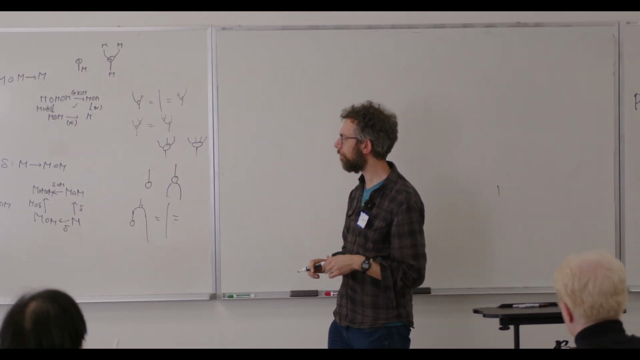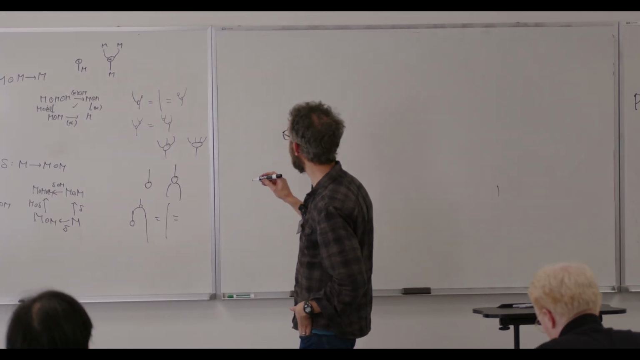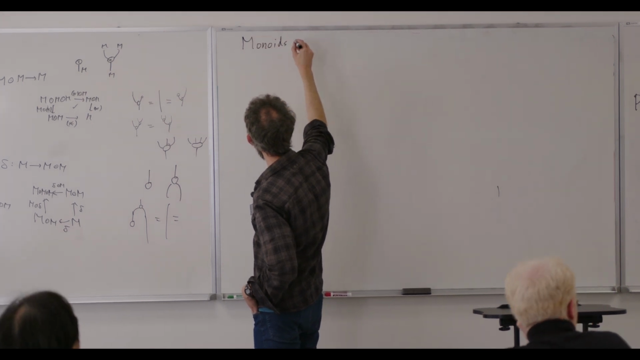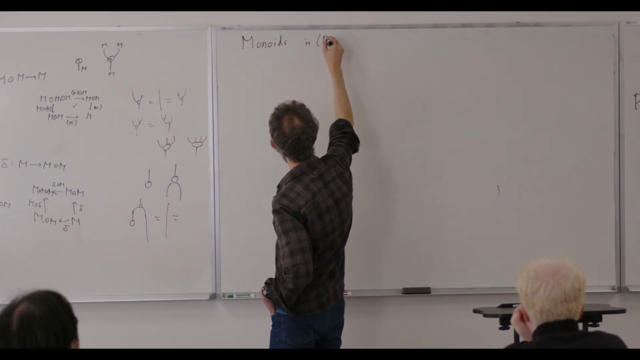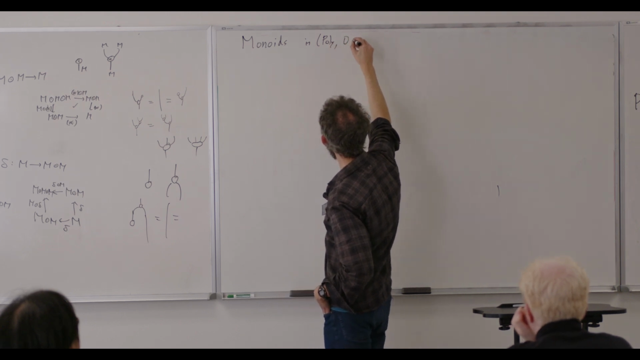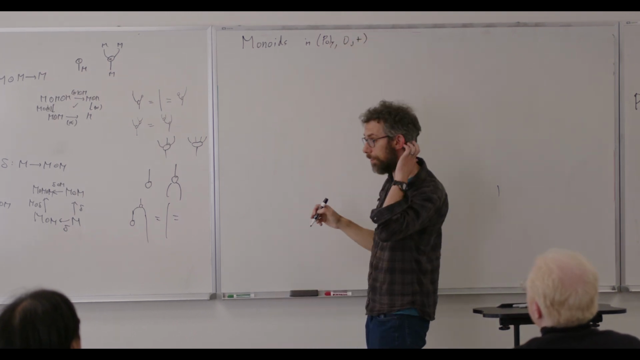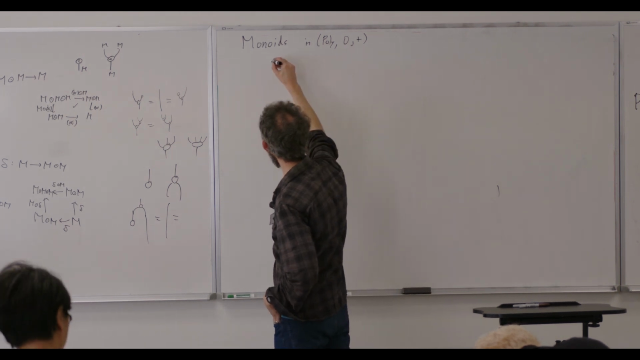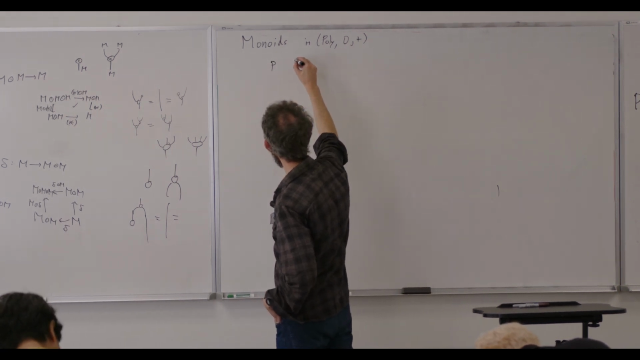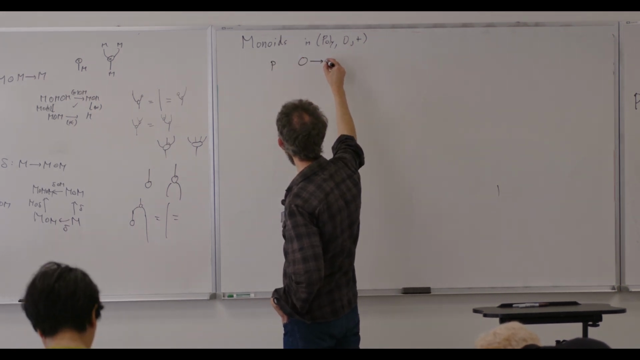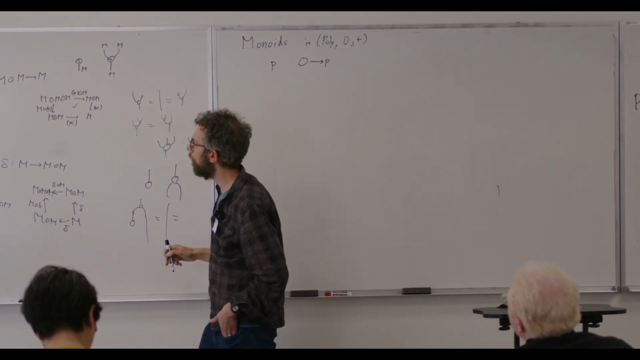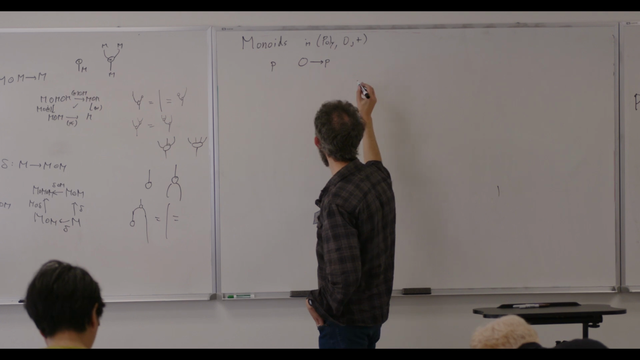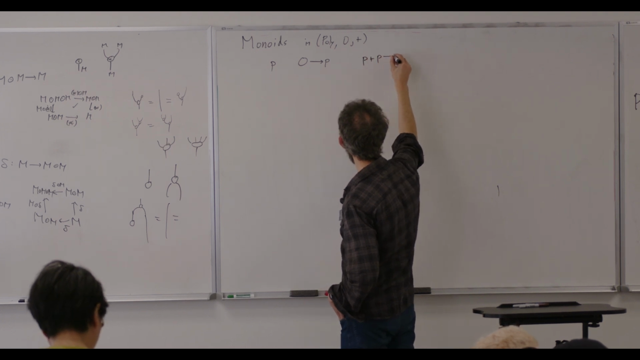So let's talk about monoids and comonoids in poly 0 plus. So a monoid in poly 0 plus would be a polynomial, and then a map from 0 to the polynomial, because 0 is the monoidal unit, and a map from p plus p to p.